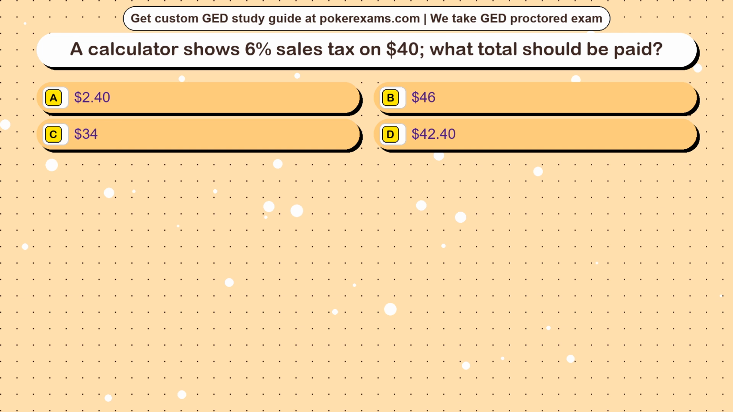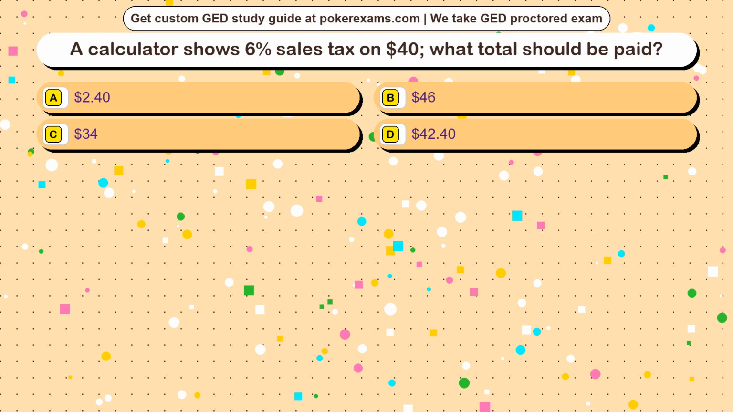Question 12. A calculator shows 6% sales tax on $40. What total should be paid? Option A, $2.40. Option B, $46. Option C, $34. Option D, $42.40.